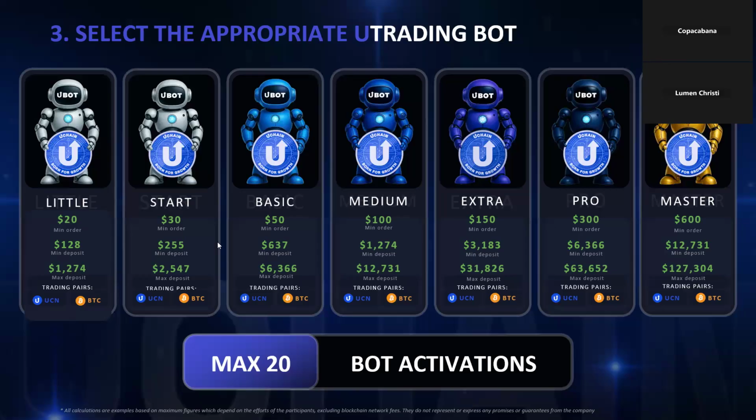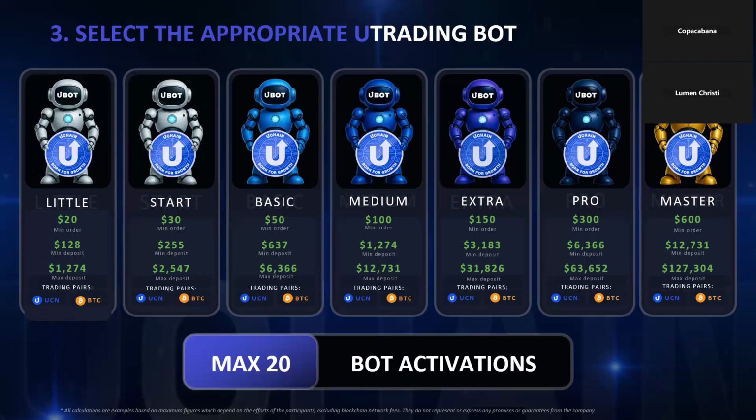The same applies to this one, and this one. Now, let us look at the case of the medium robot. With the medium robot, the minimum deposit there is $1,274. This one is already above the amount that was spent to purchase the performance pack of 1,100 euros, which means that this bot is the right bot to be linked to your exchange account.